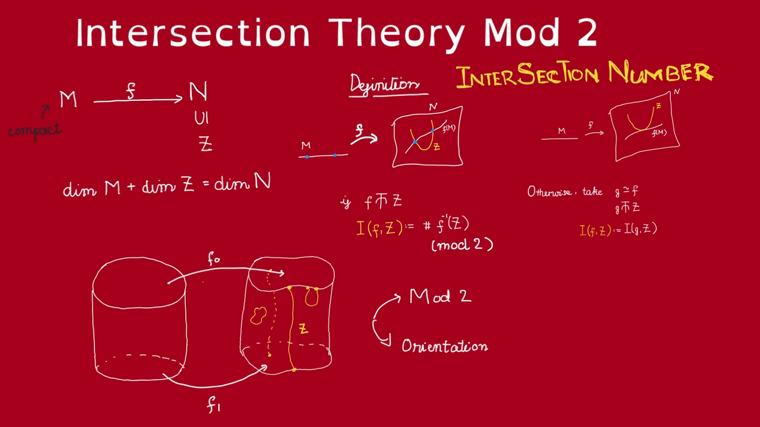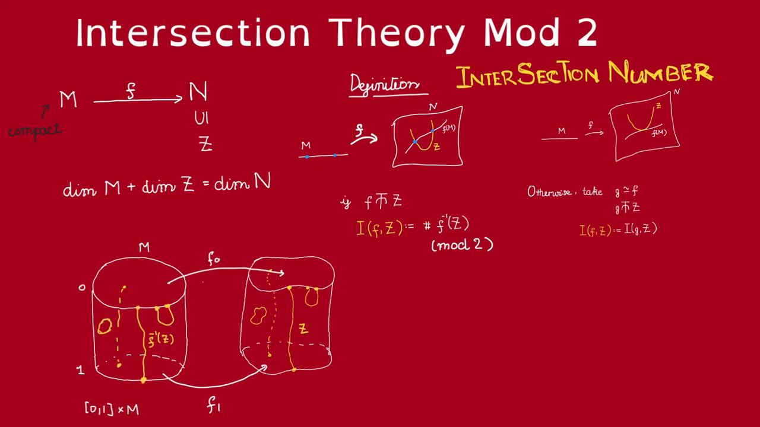Alright, so that's if F is transversal to Z. What if F is not transversal to Z? Well, then as before, we deform F, i.e. we find a map G homotopic to F such that G is transversal to Z. And then we define the intersection number of F with Z to be the intersection number of G with Z.